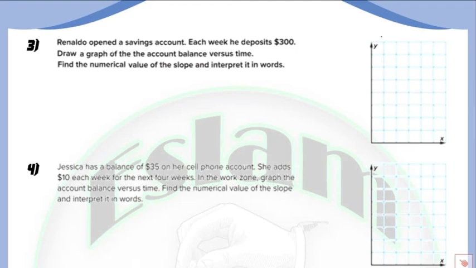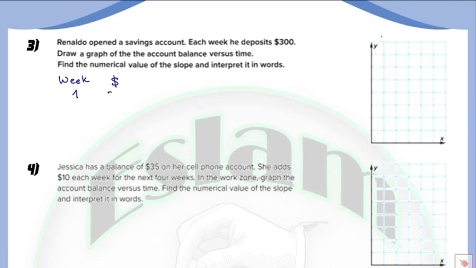In this problem, Leonardo is opening a saving account, and each week he deposits $300. We need to draw the graph which represents the relation. After that, we need to find the slope. To represent the relation graphically, at first we need to write the table. We have a relation between the number of weeks and the amount that he deposited. So x will be the week, and y will be represented by the amount that he saved.